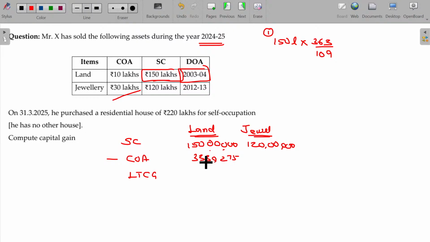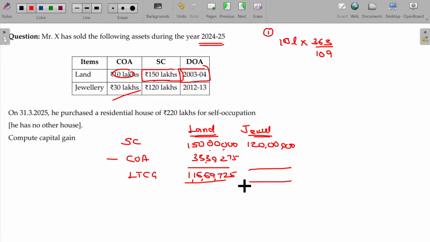Clear? 10 lakhs only, right? Then long-term capital gain in this case will be 1 crore 16 lakhs 69,725.